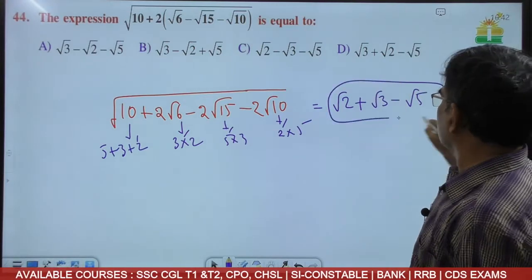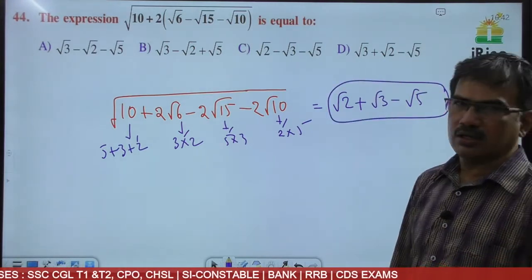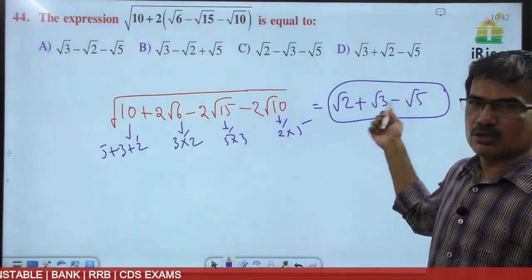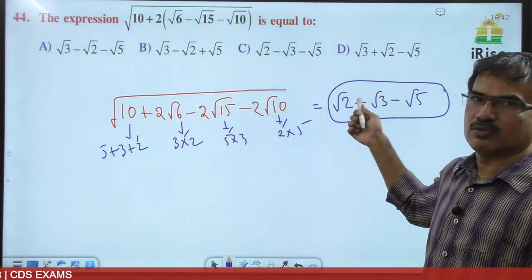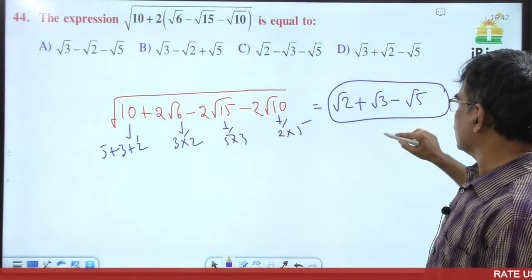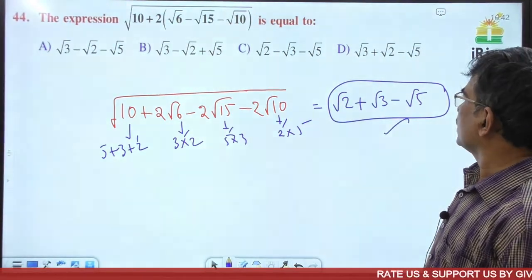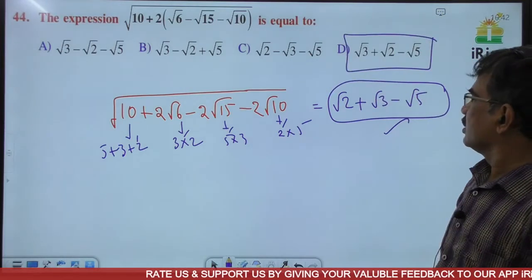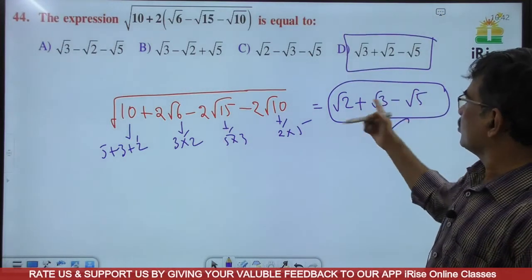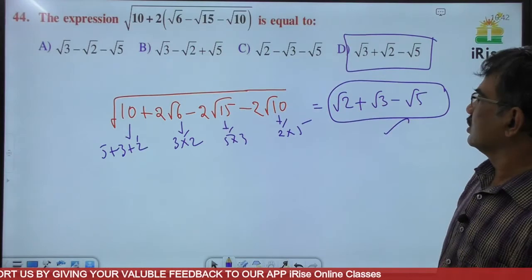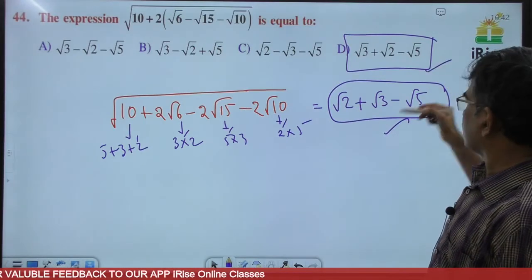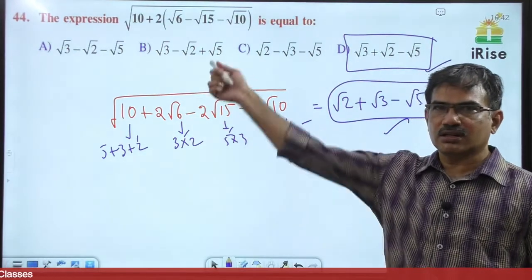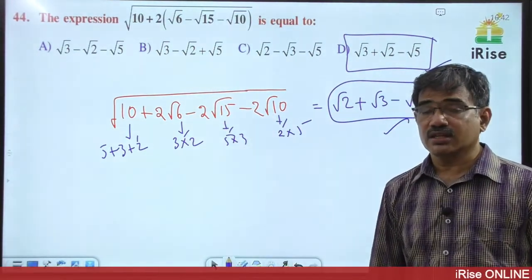But we have to check whether this answer is positive or not. Here root 2 is 1.414, root 3 is 1.732, root 5 is 2 point something, so this must be more than this. So the answer is correct: root 2 plus root 3 minus root 5. This one is correct. If it is negative, then minus the sum of these two is right. Okay, but this is the correct answer because this is the positive square root of the given irrational number. Okay, next one.